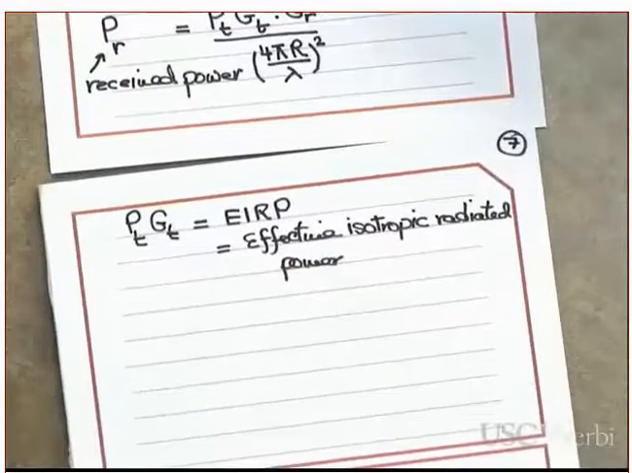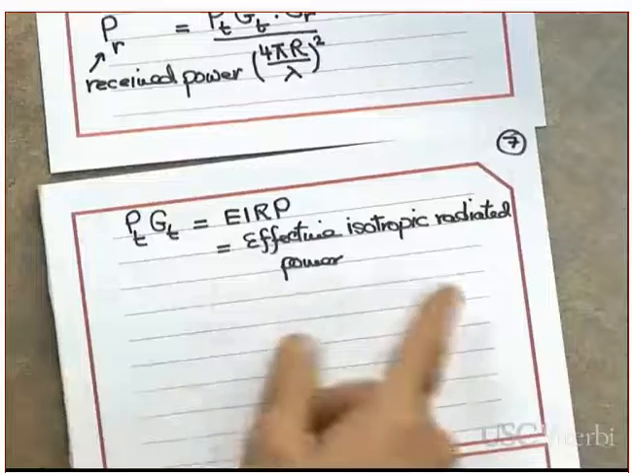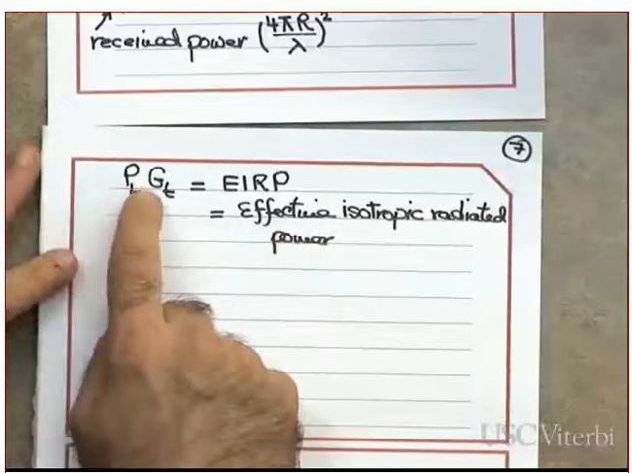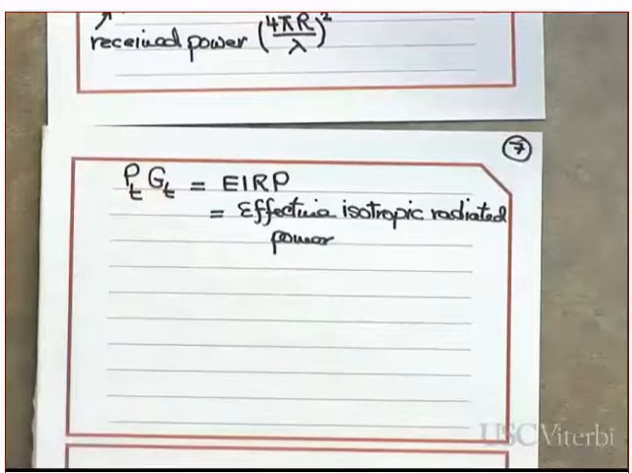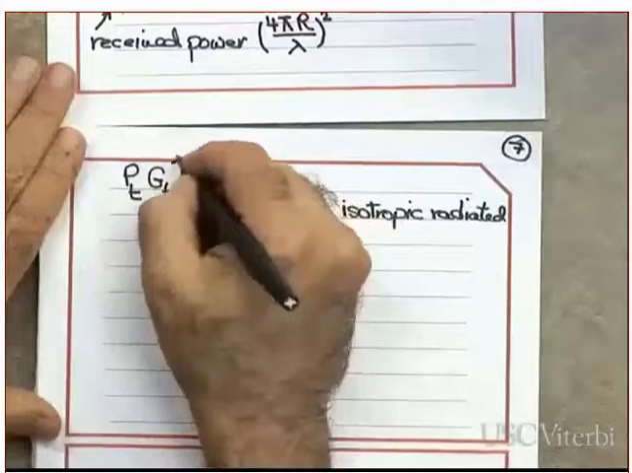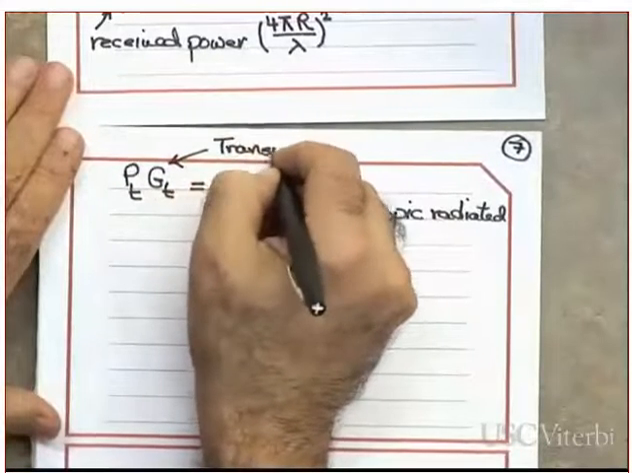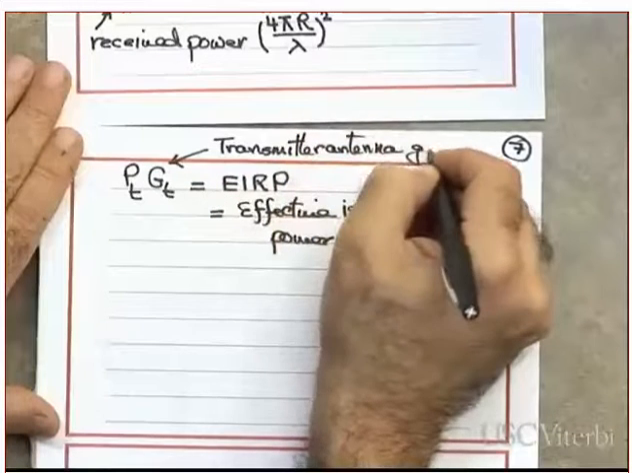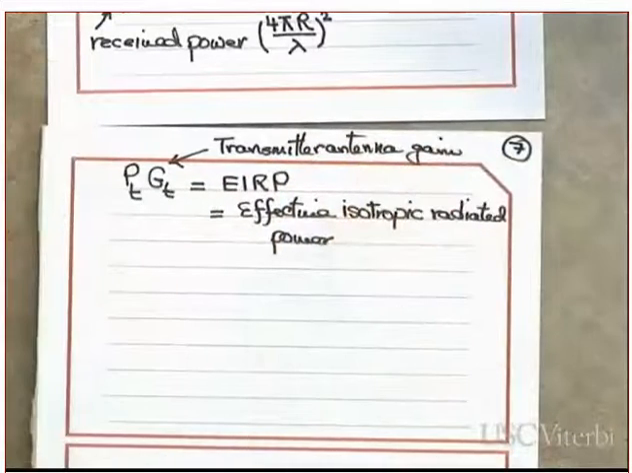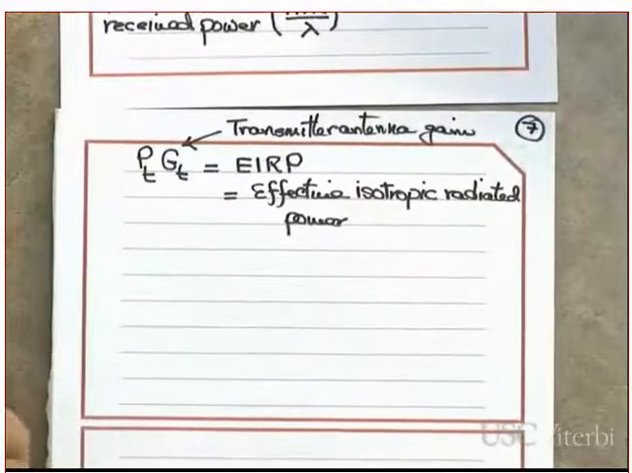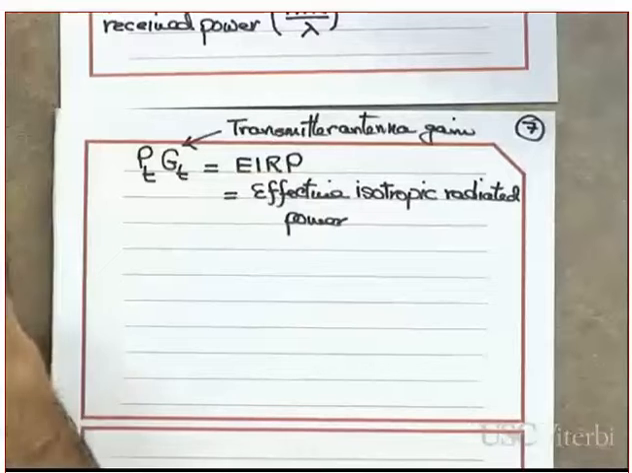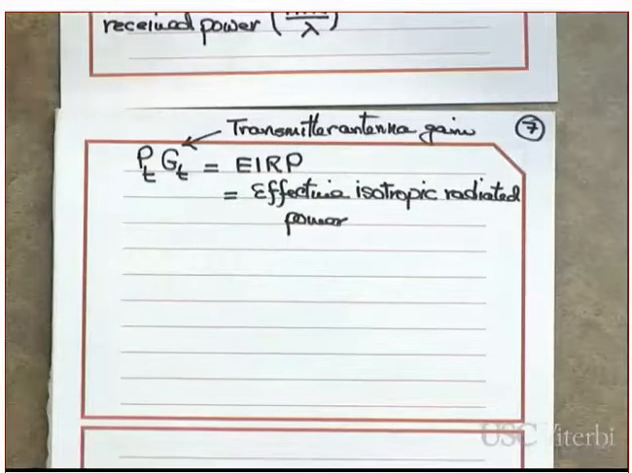Clear so far? Yes or no? What does it mean when I say effective isotropic radiated power? It means PT times GT. One more time. What is GT? Did I define GT? No, I did not. GT is the transmitter antenna gain. Which means as if I have an isotropic antenna, but with total power of PT times GT. Did you get this?